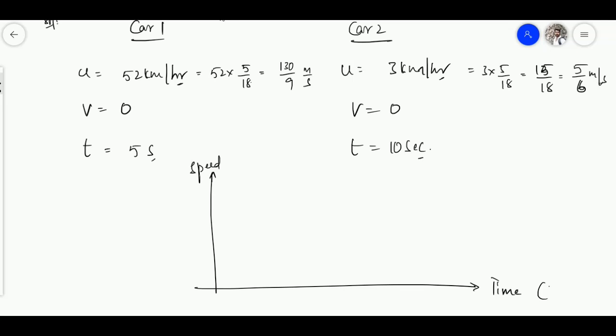Let's start. For car 1, I am using black. Initially it is moving with the speed of 130 by 9 meter per second. The speed is in meter per second, and the time is also in seconds. Finally it will drop to 0, obviously, but it is taking 5 seconds. So here let's say this is 5 and this is 10 and this is 0. So finally it will drop from 130 by 9 to 0. So this is the graph for car 1.